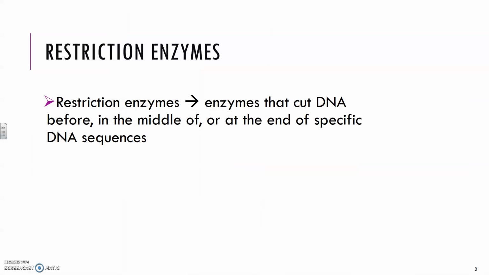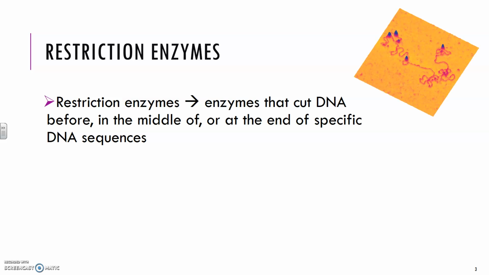They did this through the use of what are known as restriction enzymes. Restriction enzymes will cut DNA in a very specific way. The restriction enzyme will basically attach to the DNA and scan down it, looking for a very specific sequence. Once it finds that sequence, it'll latch onto it and then cut it either before the sequence, in the middle of it, or at the end. It's a very predictable way that it cuts.